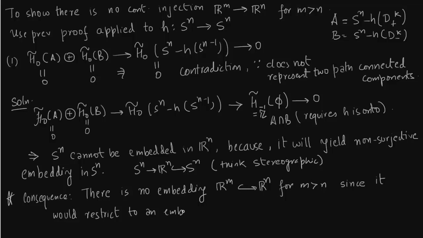So first take S^n, which will obviously embed into R^m, and this will embed into R^n, which will embed into S^n. So we will have S^n to S^n, a non-surjective map, which is a contradiction. So that is pretty much it.